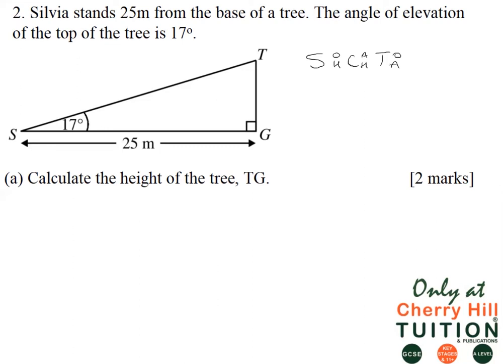Okay, now let's label the triangle. So we have the hypotenuse here, which is the longest side. We've got the opposite and we've got the adjacent. We've been given the adjacent and we need to work out the opposite. So hopefully you will agree that the identity we need to use is tan. So tan of theta is equal to the opposite over the adjacent.